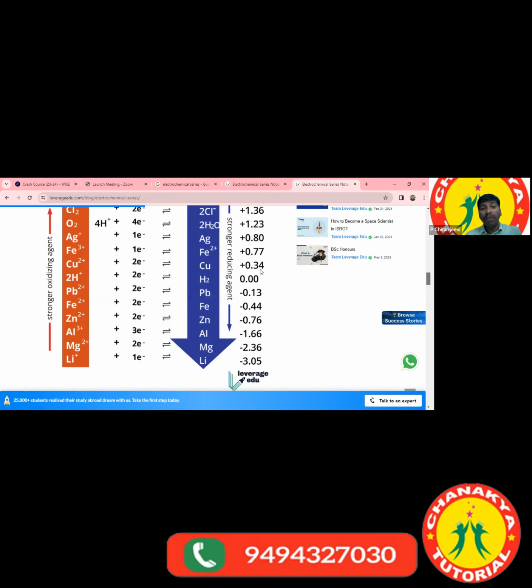What is the second important point here? Based on this tabular column, we can find out which element acts as a strong oxidizing agent and which acts as a strong reducing agent also. The element which has a highly negative reduction potential value acts as a strong reducing agent. Actually, where are we using a reducing agent?